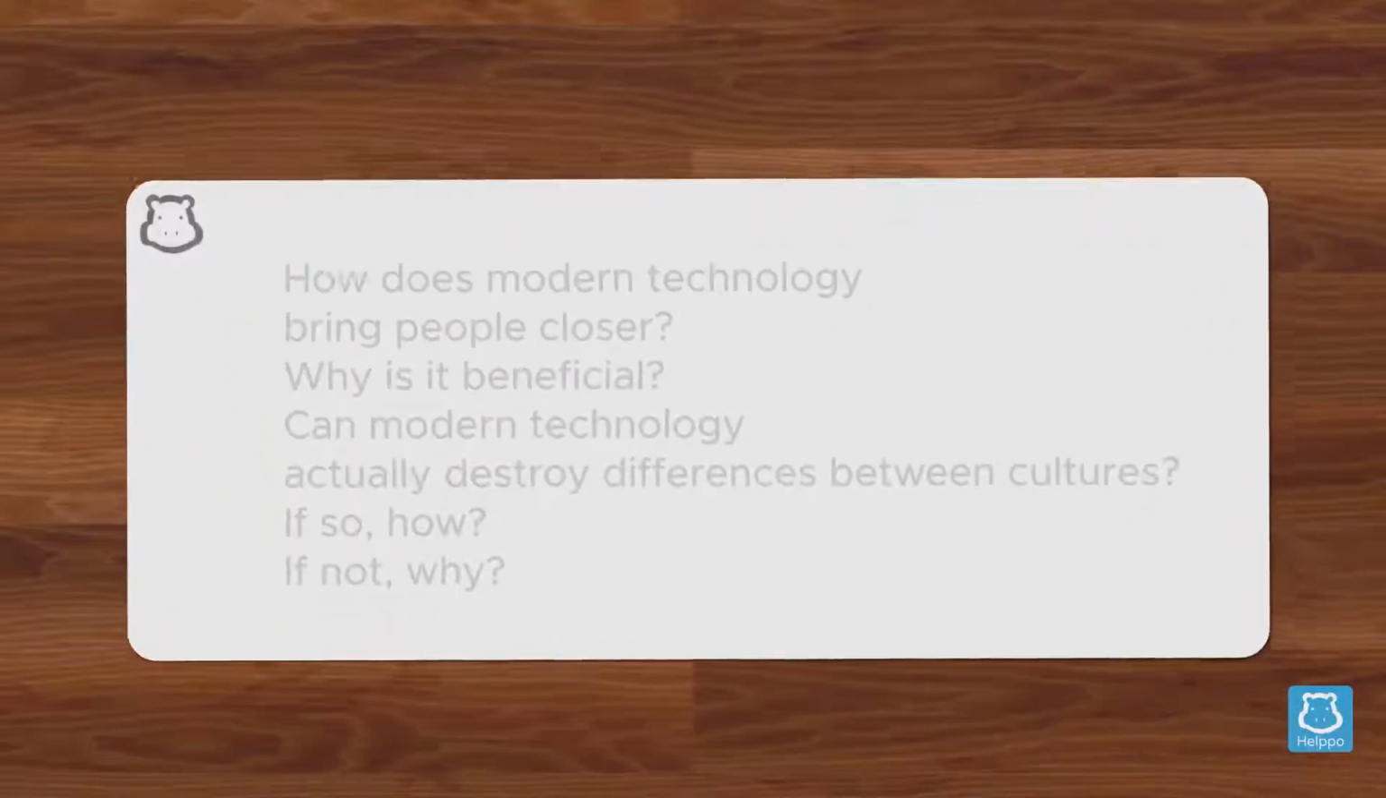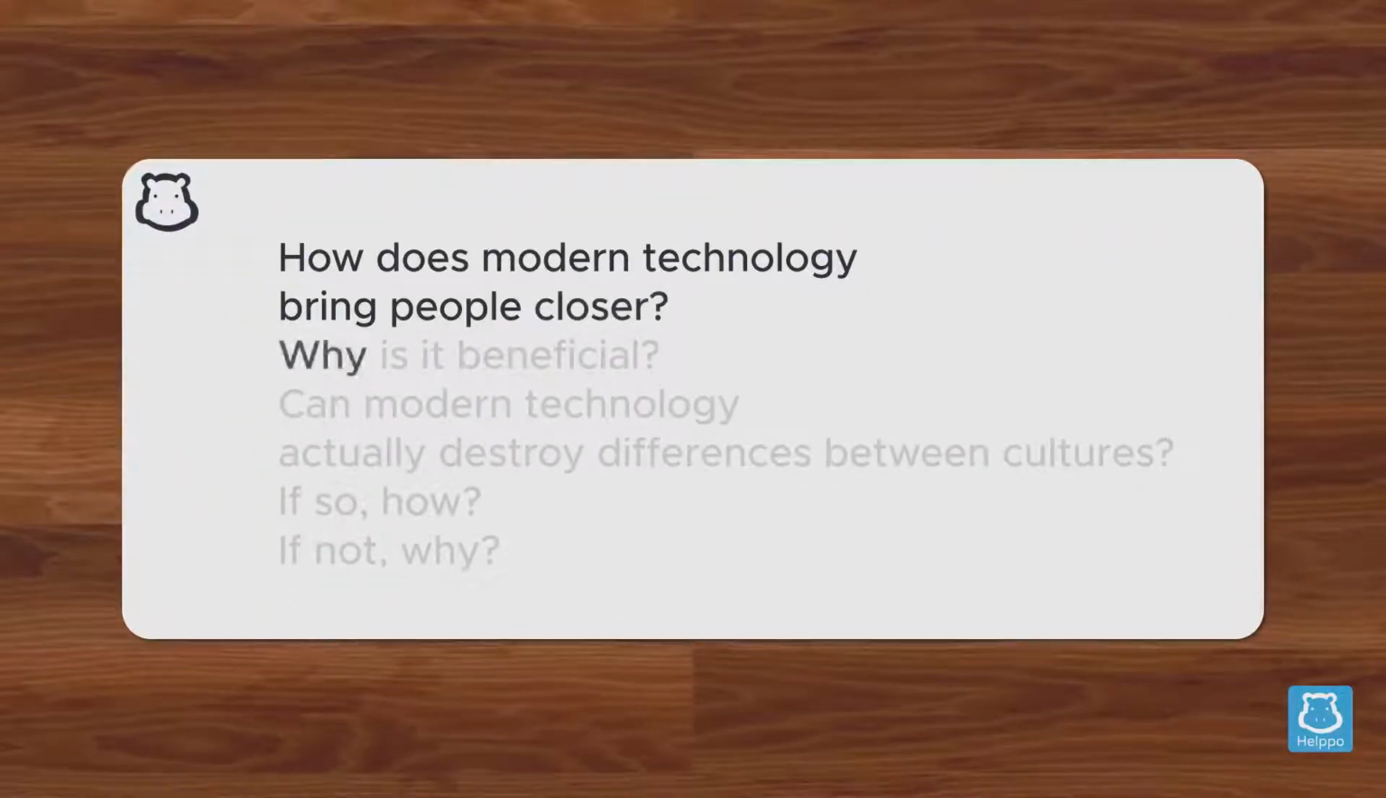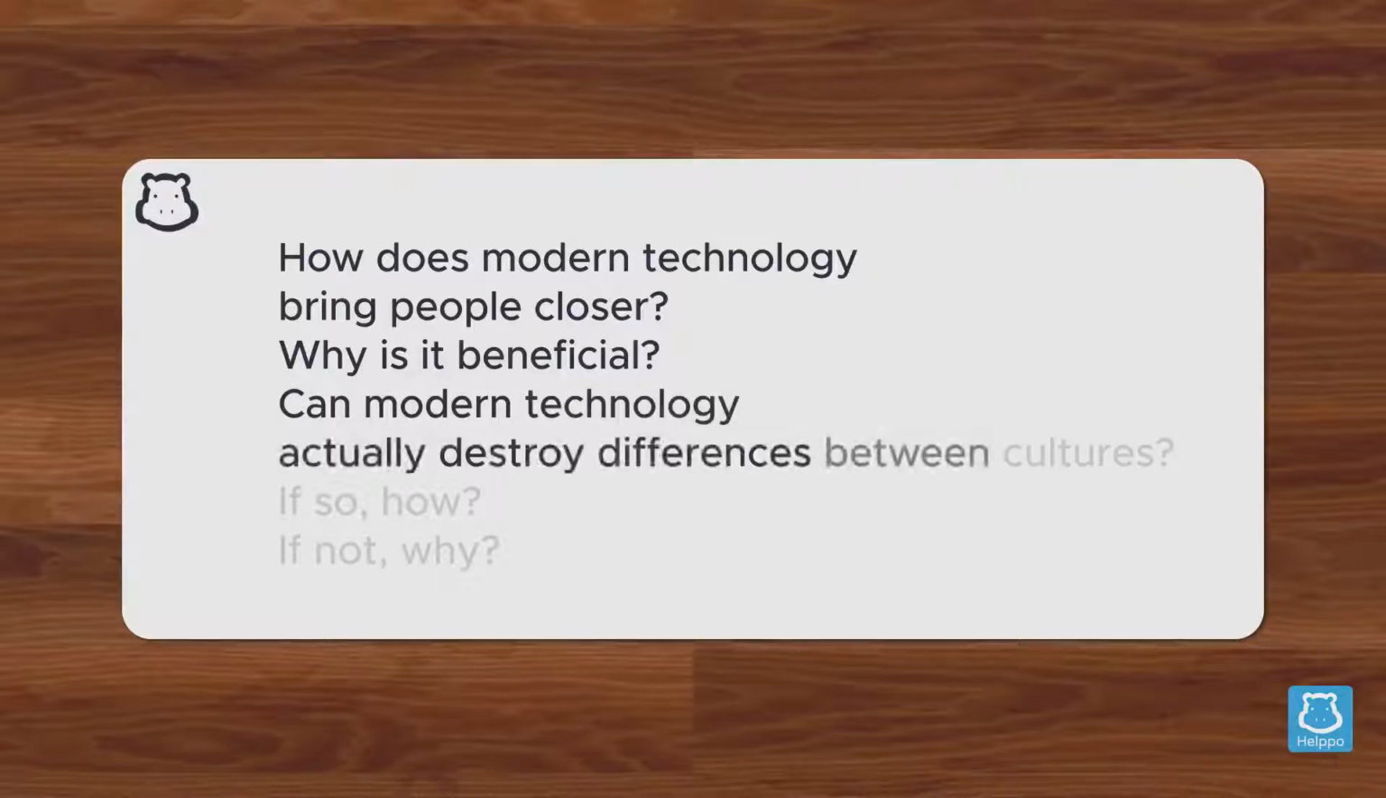One of the best ways to figure out how to do that is by thinking in questions. After looking at what we've highlighted in the prompt, we can ask ourselves a few questions. For example, how does modern technology bring people closer? Why is it beneficial? Can modern technology actually destroy differences between cultures? If so, how? And if not, why? It may seem like we've just added more steps to our prompt, but what we've done is break down our big overarching theme into a few short questions that we can answer individually.